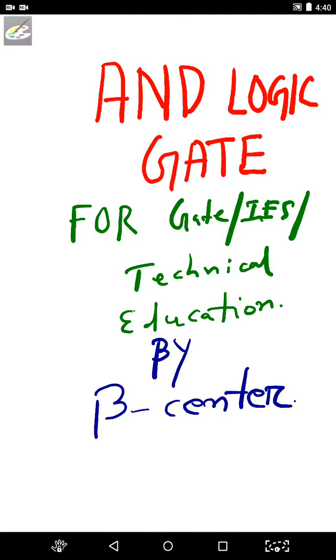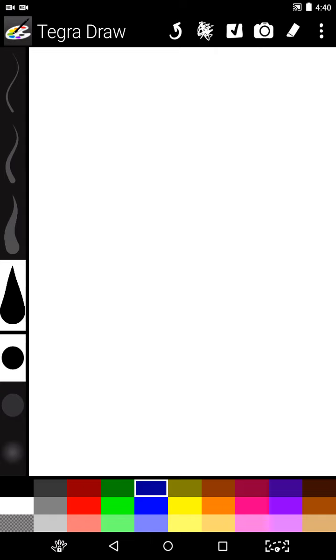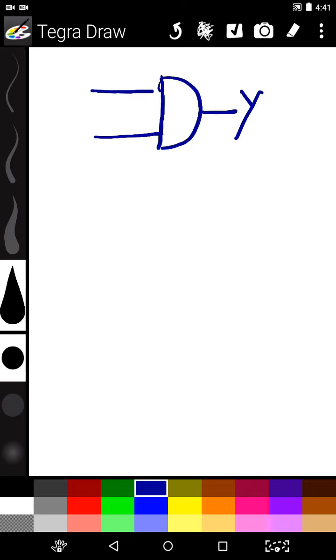Today we will discuss the AND logic gate, which is important for GATE, IAS and other technical competitive exams. First of all, the AND gate can be represented by this symbol. This is the AND gate. This is the input A, this is the input B, and the output Y equals A dot B.